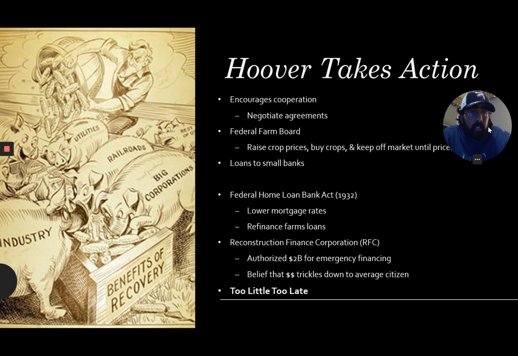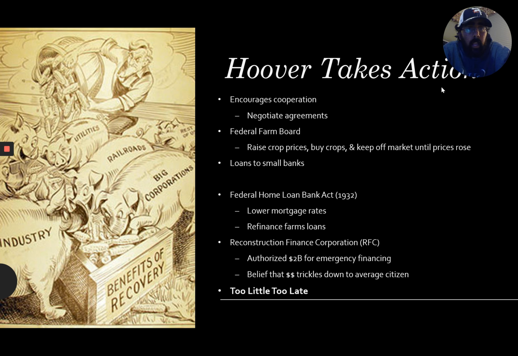Eventually, he does take action. Right? He encourages cooperation. He negotiates agreements. This is as far as he will go with the federal government. He creates the Federal Farm Board, which agrees to say, okay, we're going to raise crop prices. Then we're going to buy the crops as the board, and we're going to keep the crops off the market until prices as a whole will rise. So once prices rise, then they will be sold, and then the farmer will make the profit.